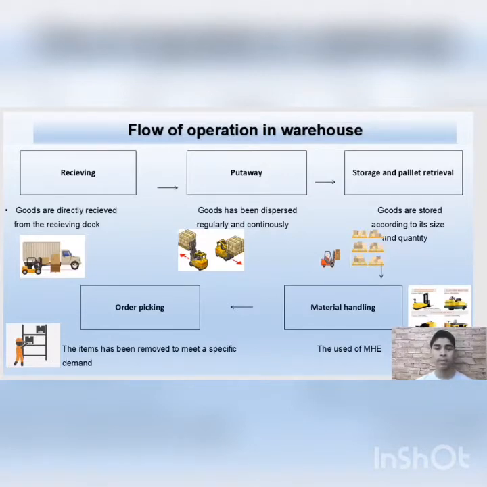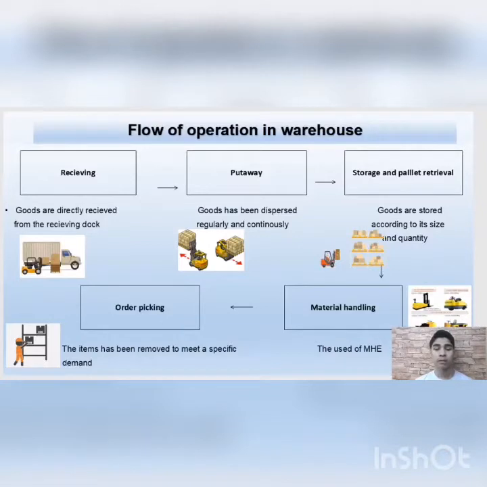The second step is put away. Put away refers to goods being dispersed continuously and regularly. For example, once the goods have been received from the receiving dock, the storekeeper will move them one by one into the related place in the warehouse. The third step refers to the storage and pallet retrieval systems. After the goods have been dispersed, they will be stored according to size and quantity.